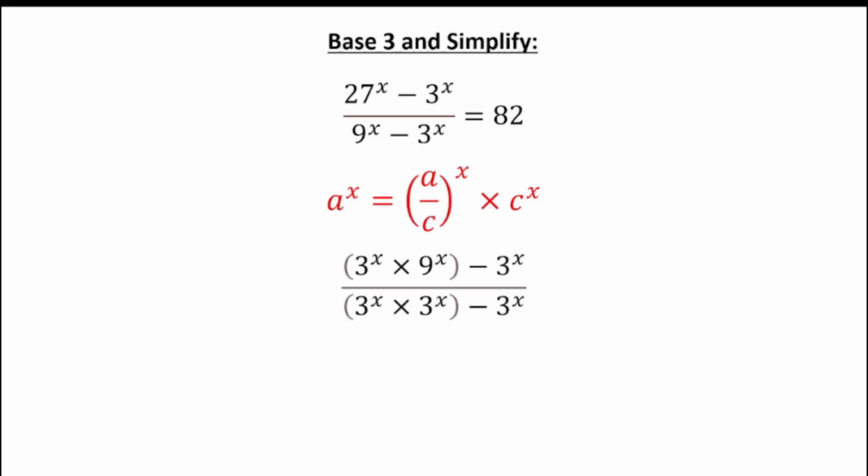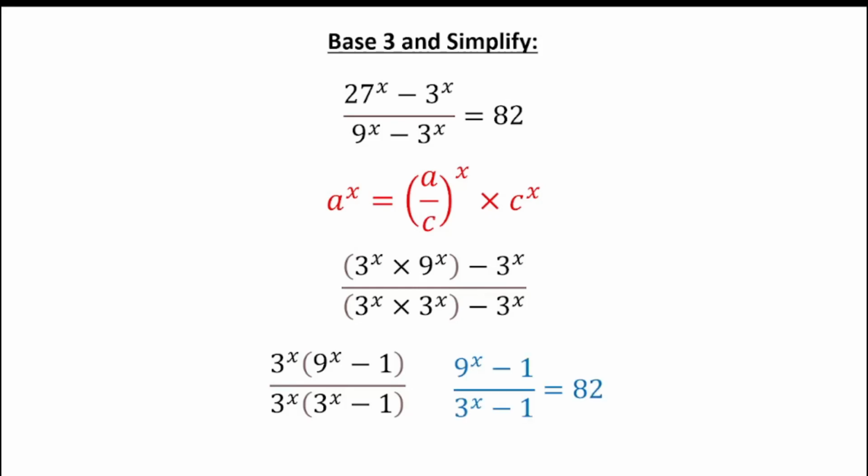And so now we can take out a factor of 3^x from each part of the equation. And so we're left with 3^x times (9^x - 1), all over 3^x multiplied by (3^x - 1). And it is quite obvious that you can cancel out the 3^x's, leaving this on the screen here in blue.